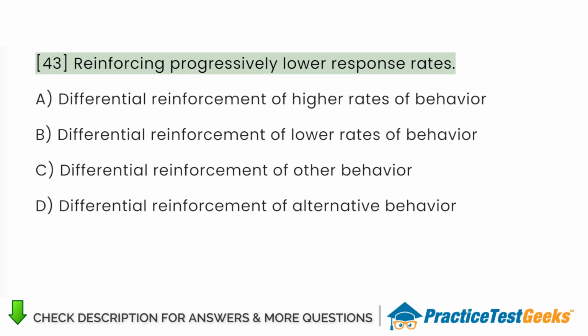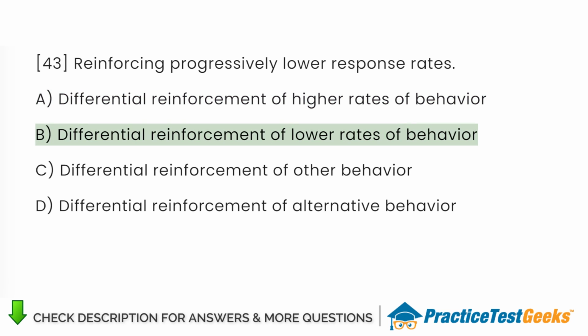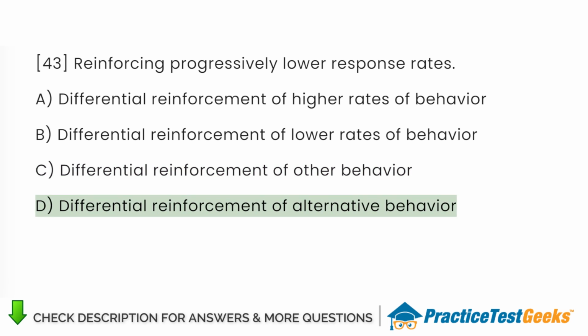Reinforcing progressively lower response rates. A. Differential reinforcement of higher rates of behavior. B. Differential reinforcement of lower rates of behavior. C. Differential reinforcement of other behavior. D. Differential reinforcement of alternative behavior.